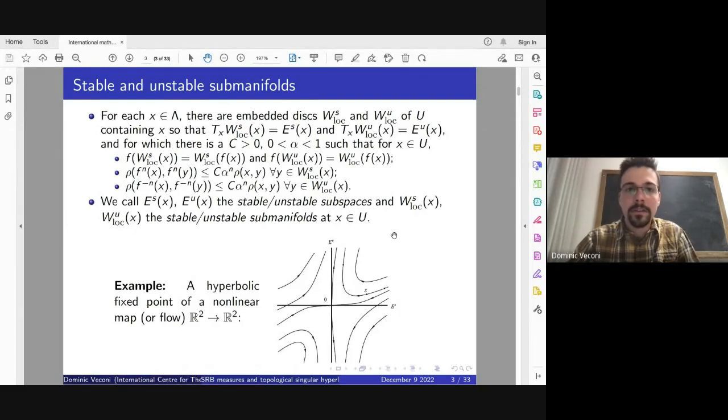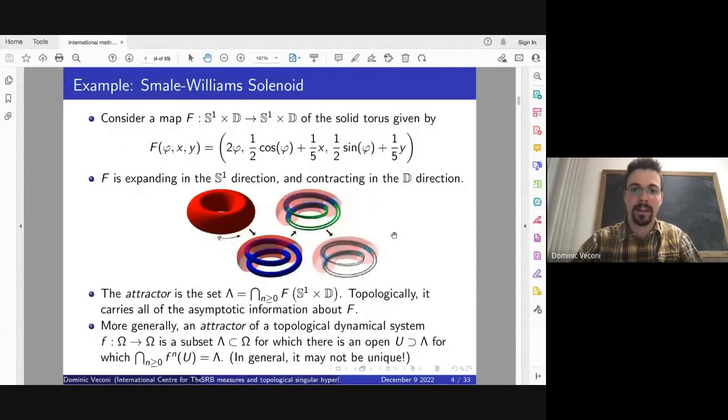So with this sort of characterization of stable and unstable submanifolds, there's a very famous example that I want to look at to give a clearer idea of what this kind of thing can look like. Again, we're going to look at the solenoid map, the Smale-Williams solenoid. This is a map that extends length in the direction of S1, and in the direction of D, the solid disk direction, it's contracted, in this case by a factor of 1/5. And over time, successive intersections of this solid torus form this coiled, very complex topological object called the Smale-Williams solenoid. It's an attractor for the dynamics, meaning that it's what you get when you take all intersections of iterates.